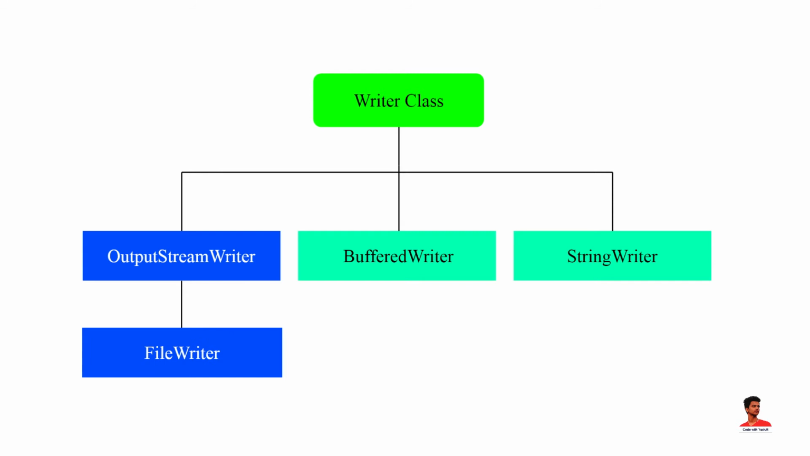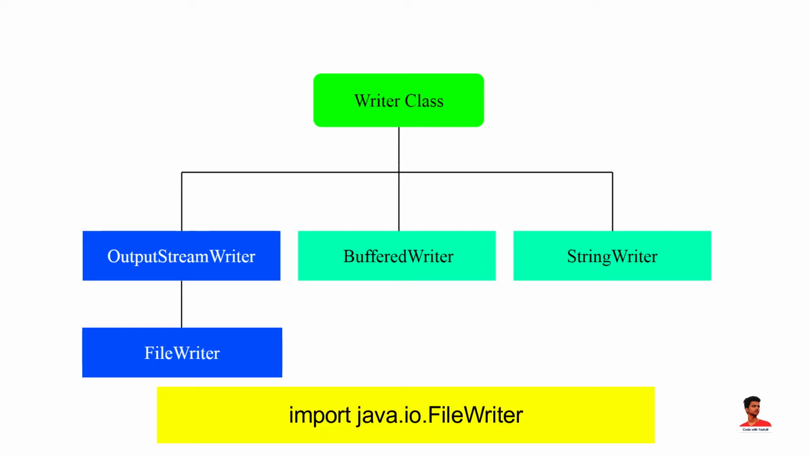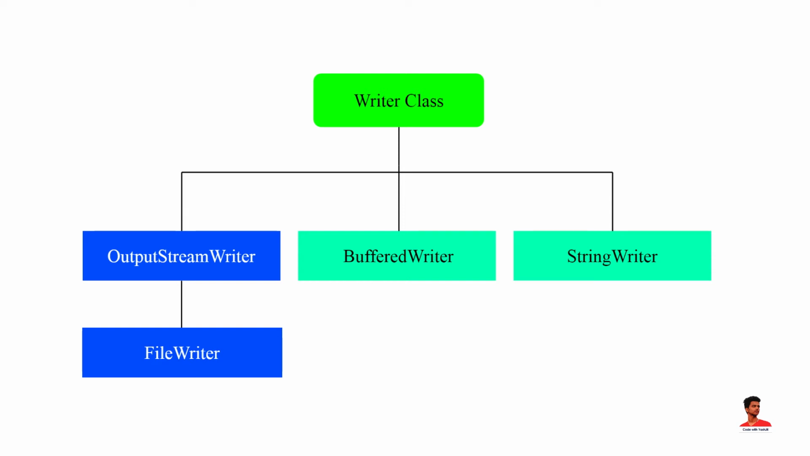The FileWriter class of the java.io package can be used to write data to files. It extends the OutputStreamWriter class. In order to create a FileWriter, we must import the java.io.FileWriter package first. Once we import the package, we can create the FileWriter.